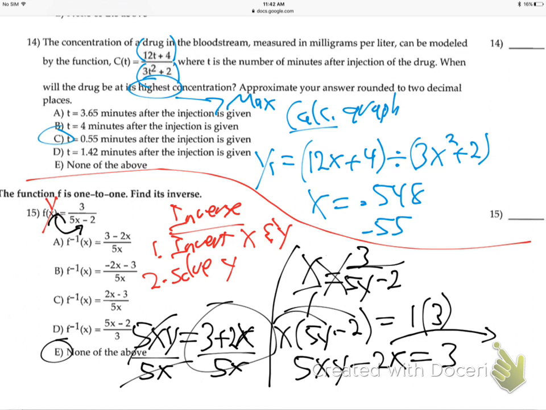That good? Inverse functions. All right, I'll keep moving.